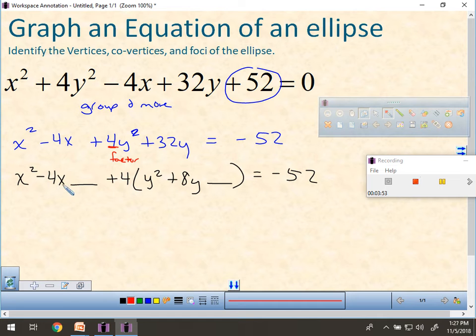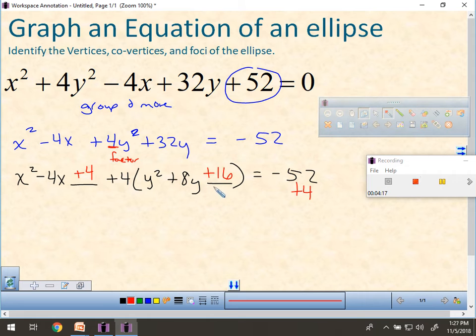So negative 2 times negative 2 is a positive 4. And just remember, whatever you do to one side, make sure you do it to the other side. So I put plus 4 over here as well. All right, now we're going to complete the square in this part right here. So half of 8 is 4, and then 4 squared is 16.